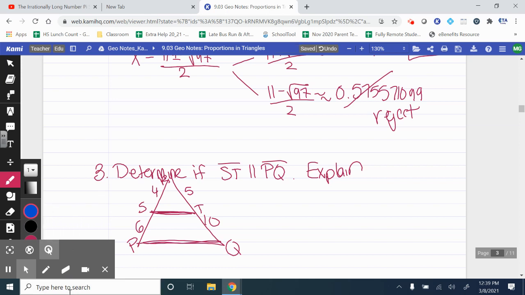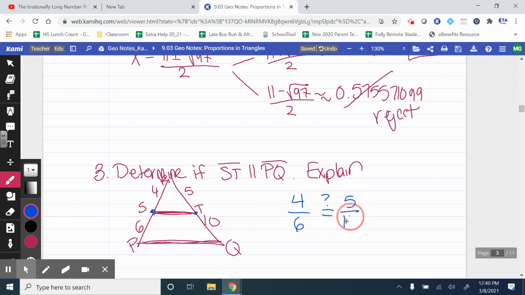So to figure that out, we want to know, are they split up proportionally? Does S and T divide those sides proportionally? So we can do 4 over 6. We want to know, does that equal 5 over 10? So two ways. You could reduce both sides and see if they're equal, or you could cross multiply. You might be able to also tell right off the bat. So we get 4 times 10 is 40, 6 times 5 is 30. They are not equal to each other.